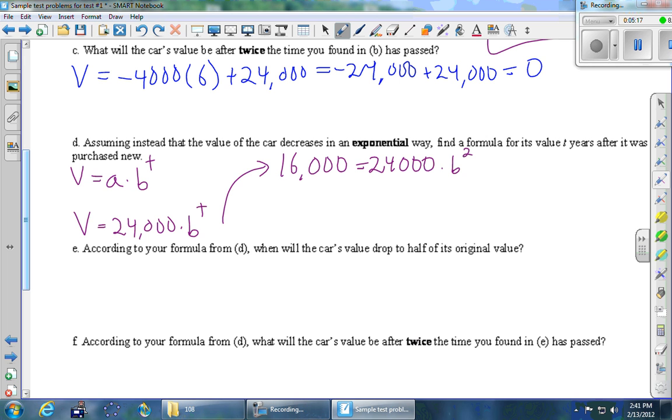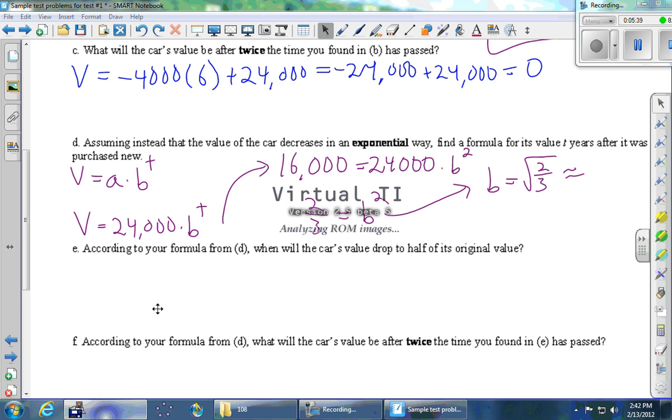And then we have a little work to do to find b. So we divide both sides by 24,000 and reduce, I think we get 2/3. It's b squared. So that means that b is the square root of 2/3. Technically it's a plus or minus, but bases are always positive. So let's get an estimate here from the calculator.